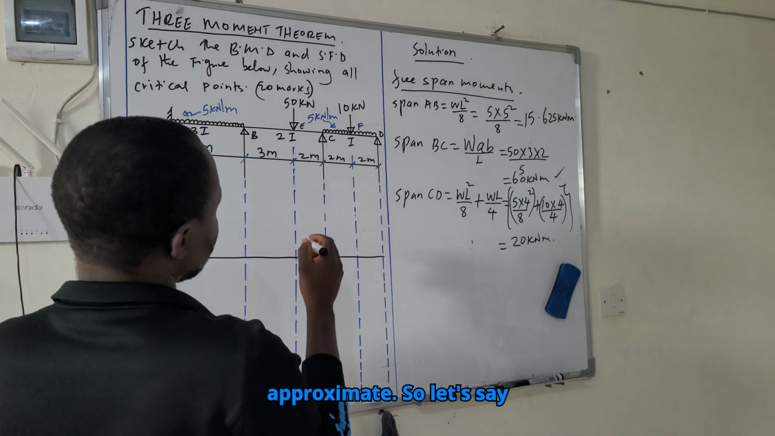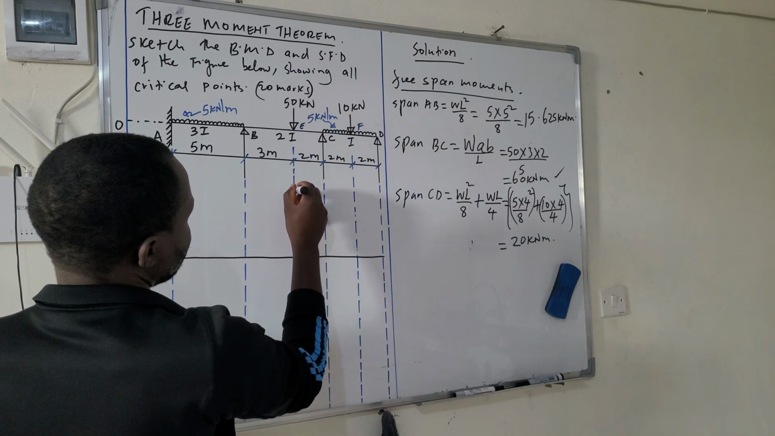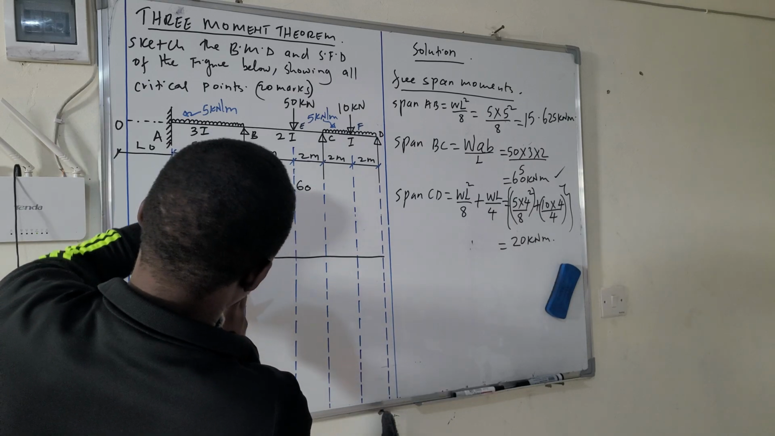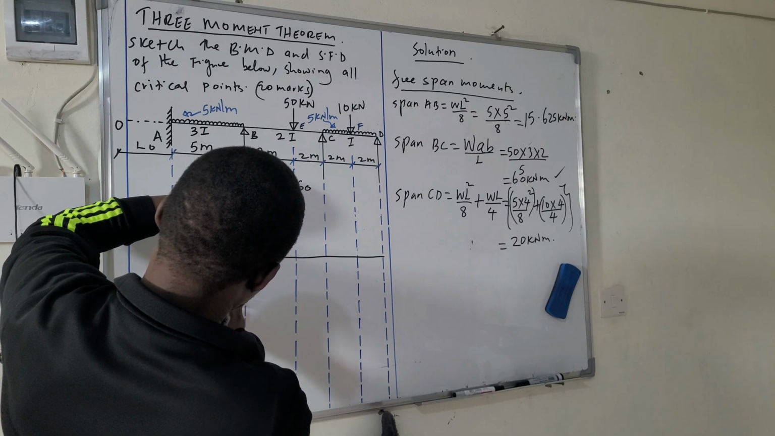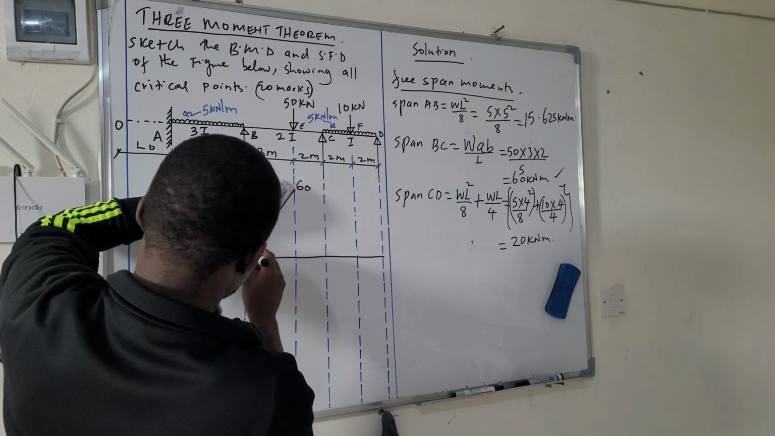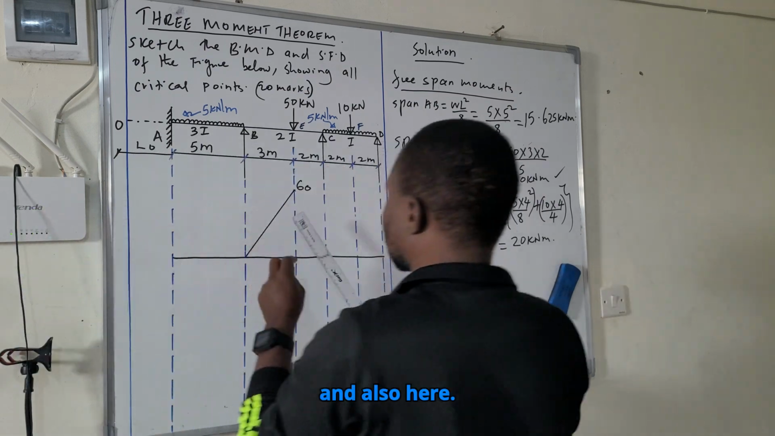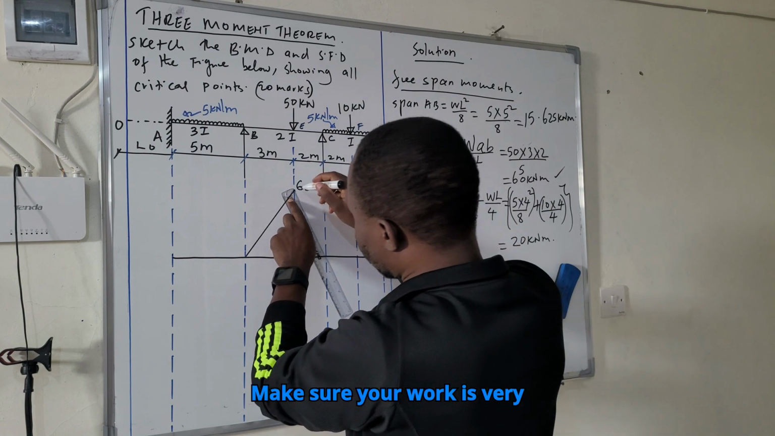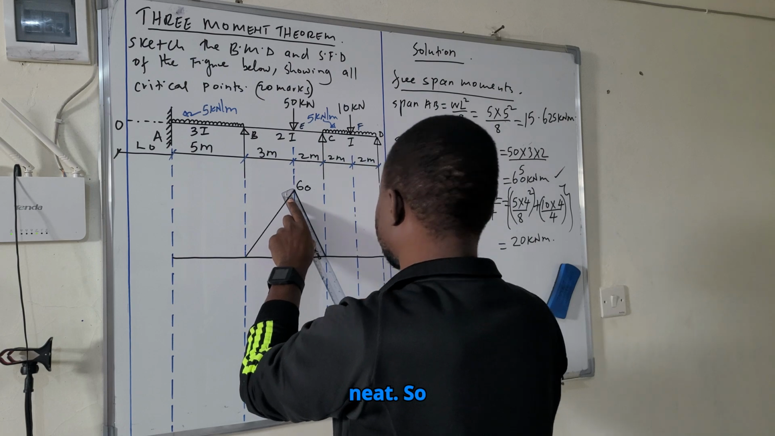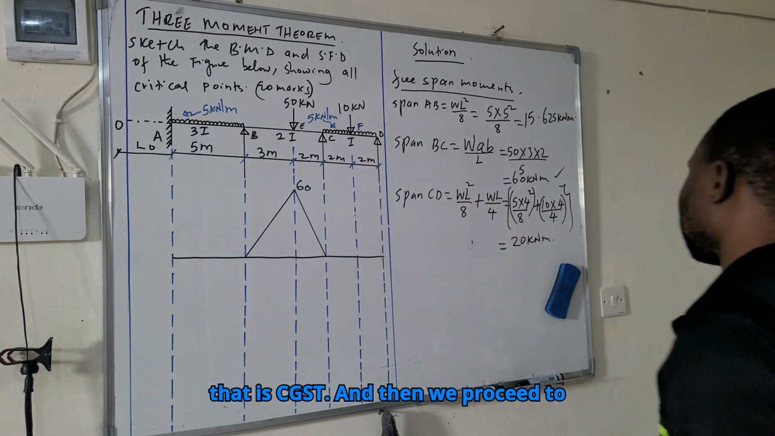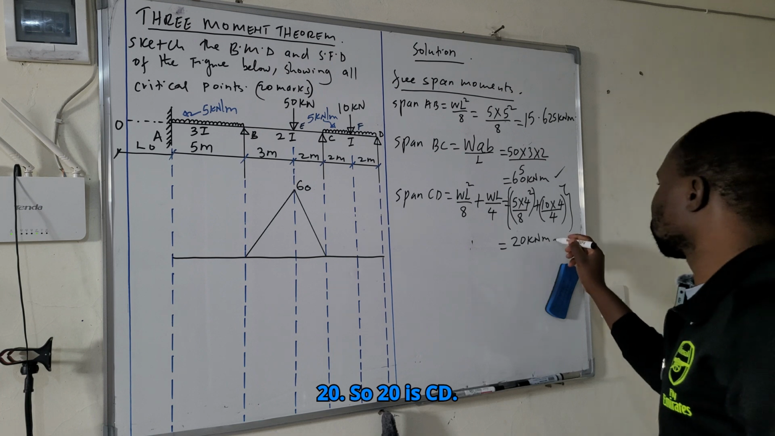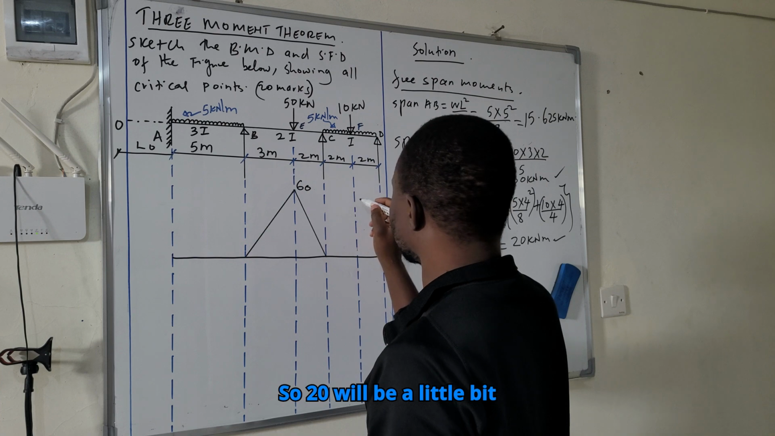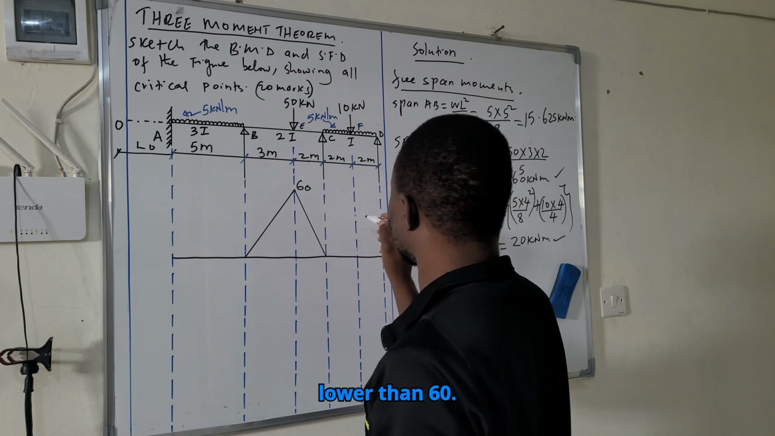So we'll approximate. So let's say this is 60. So we will join these 2 points, and also here. Make sure your work is very neat. So that is 60. And then we proceed to 20. So 20 is CD. So 20 will be a little bit lower than 60.